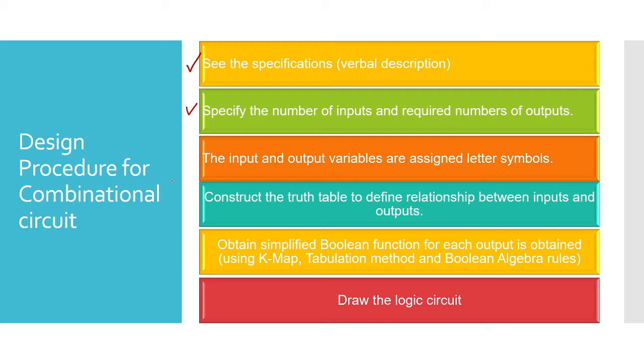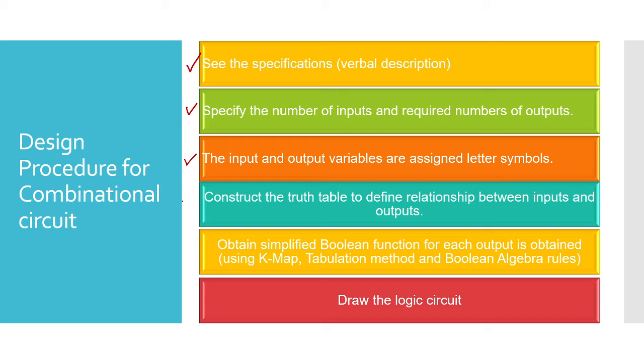Third step is, once you decide the number of input and output variables, you will label all the variables. So you will assign letter symbols to each variable. As I showed you, I assigned a, b, c up to n for input variables, and x, y, z as output variables. So you will label the input and output variables.